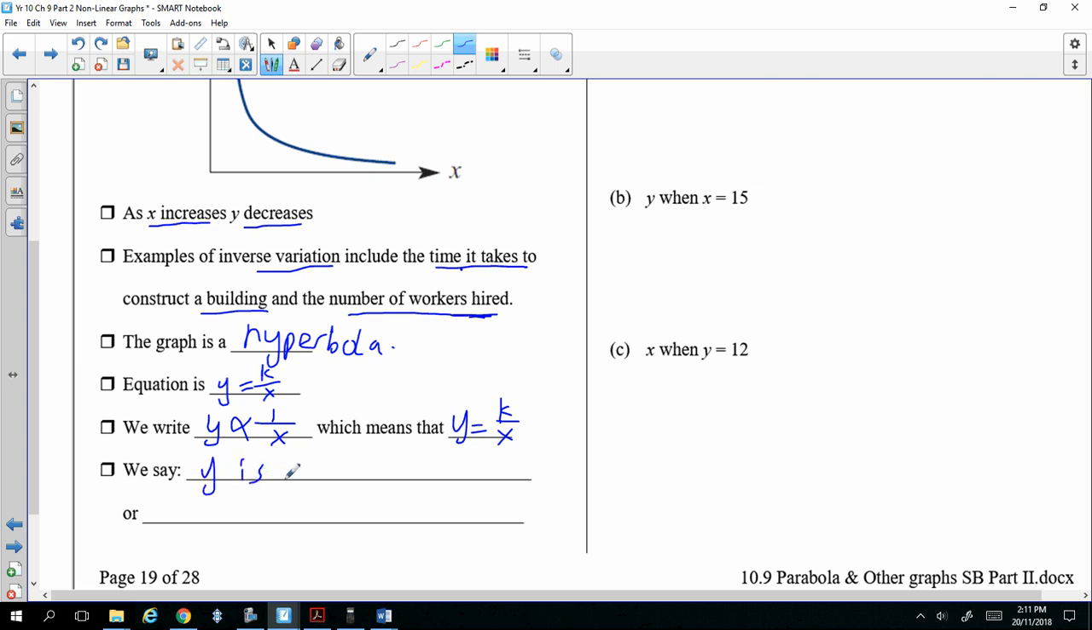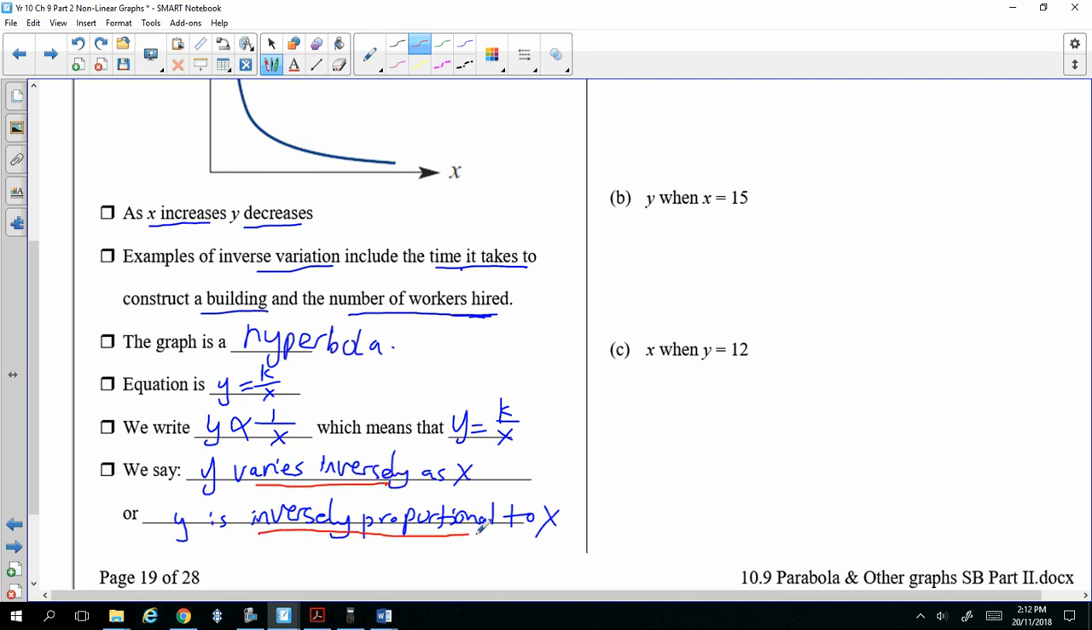Okay, and then we say y varies inversely as x, or you can say y is inversely proportional to x. Okay, note the wording. So the words are varies inversely or inversely proportional. All right. So we're going to do an example. So the keyword is inversely proportional.